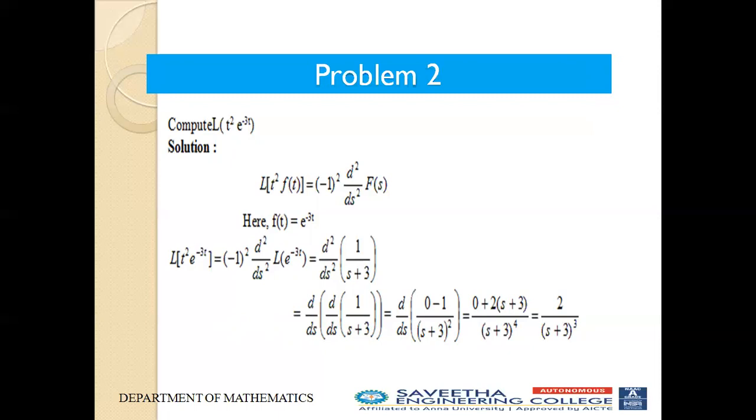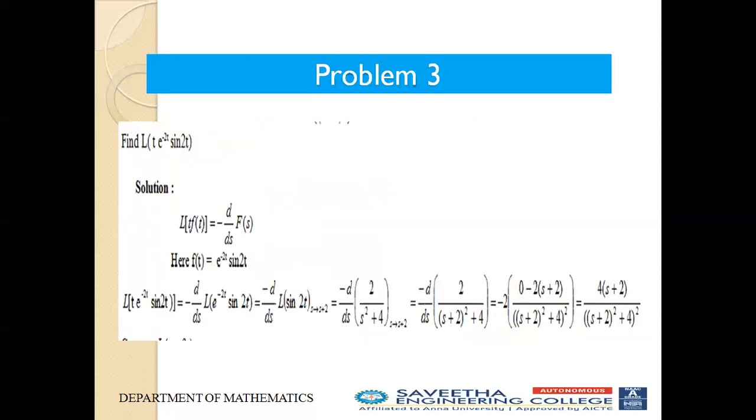D by ds of 1 by s plus 3 is minus 1 divided by s plus 3 the whole square. And again, differentiation of minus 1 divided by s plus 3 the whole square. We are keeping the numerator, we have to square the denominator, so it will become s plus 3 the whole power 4. And in the numerator, differentiation of minus 1 will be 0, and the differentiation of the denominator will be 2 into s plus 3. So the final answer is 2 divided by s plus 3 the whole cube.